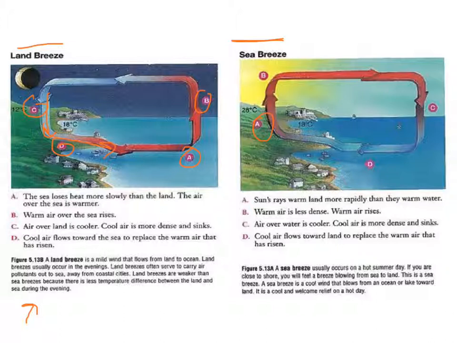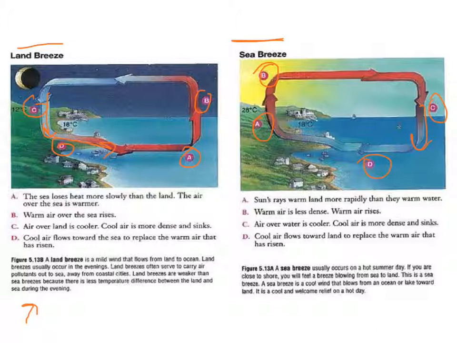The sun's rays warm land more rapidly than they warm water. If we go to B, warm air is less dense, warm air rises, and we know that. If we go to C, air over water is cooler, and cool air is more dense and sinks, and we know that already. And we go to D, cool air flows towards land to replace the warm air that has risen. So a sea breeze usually occurs on a hot summer day. If you are close to shore, you will feel the breeze blowing from sea to land. This is a sea breeze. A sea breeze is a cool wind that blows from the ocean or the lake towards land. It is a cool and welcome relief on a hot day.